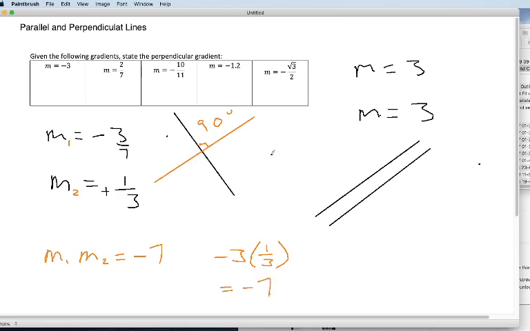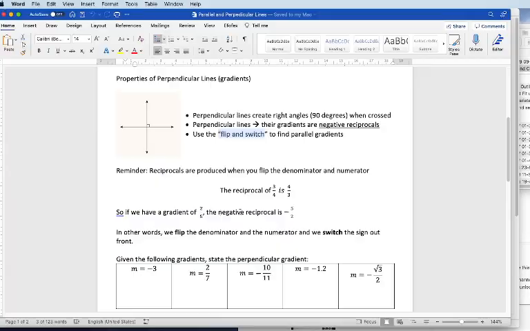So if I ask, are these perpendicular? Why? You just need to take m1 times m2 and check to see if it's -1. If it is -1, they for sure are perpendicular. So there's a little bit of theory on perpendicular lines.